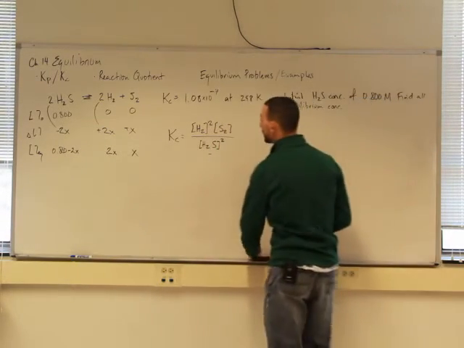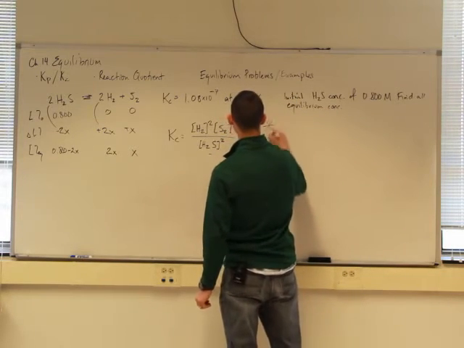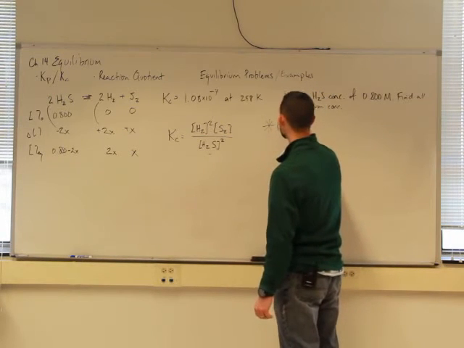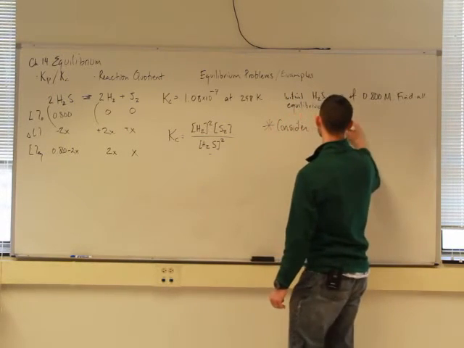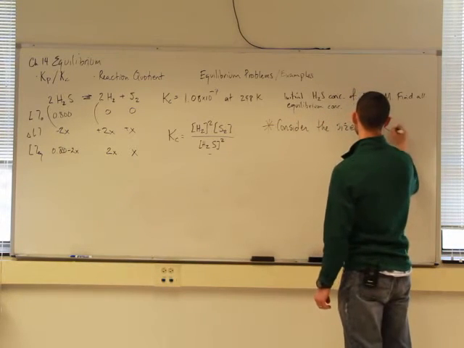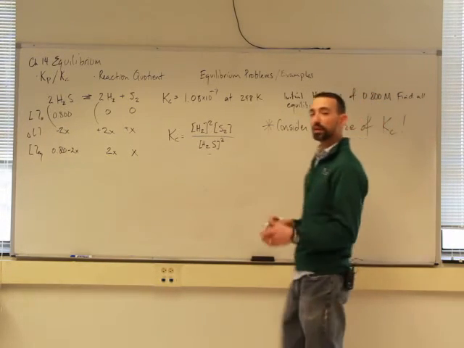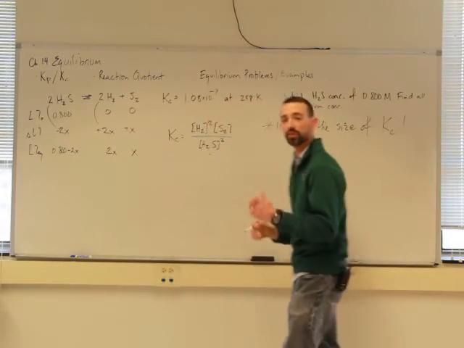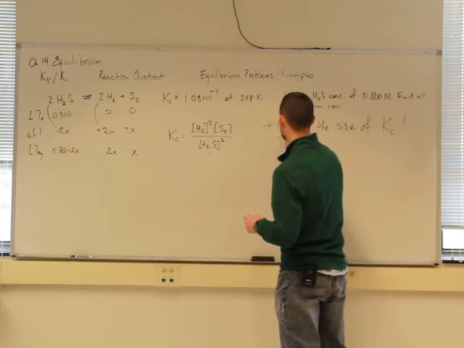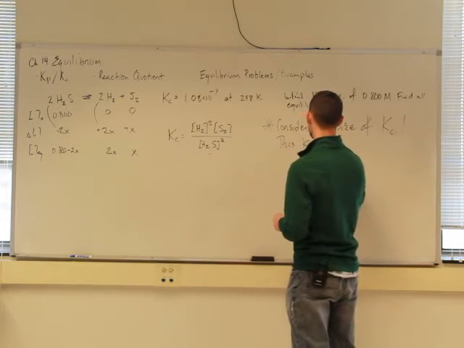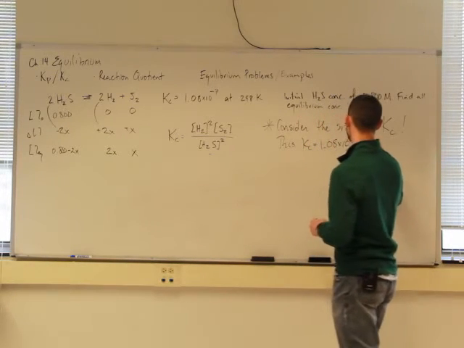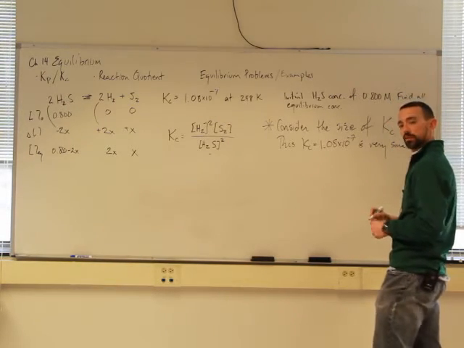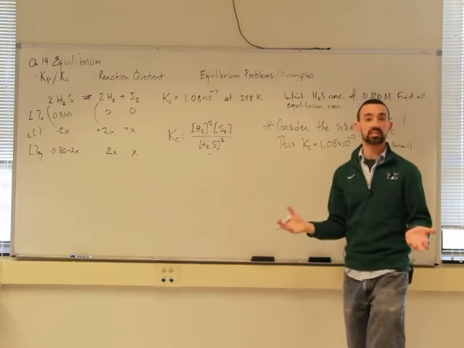The key to solving this problem, and what you always want to do when you're given a problem, is to consider the size of your equilibrium constant. Remember, one of the first things when I introduced these equilibrium constants was that I talked about their significance, whether they're large or very small. This K, 1.08 times 10 to the minus 7, is very small.